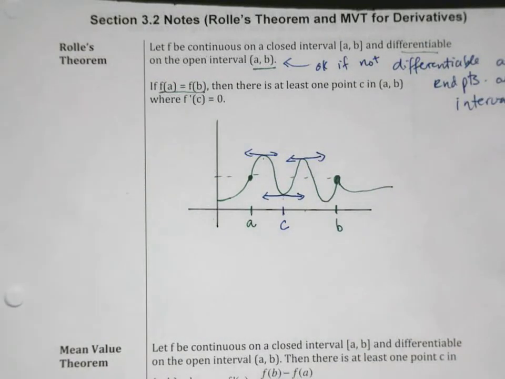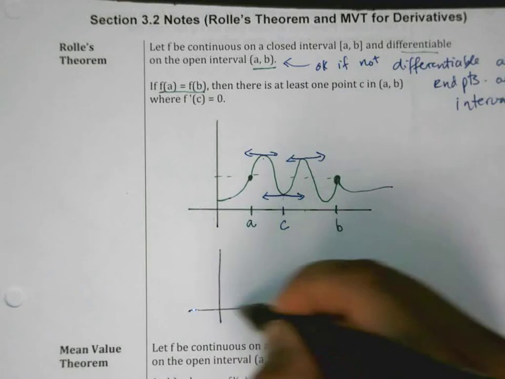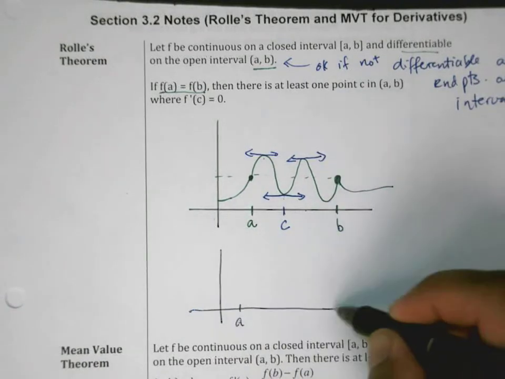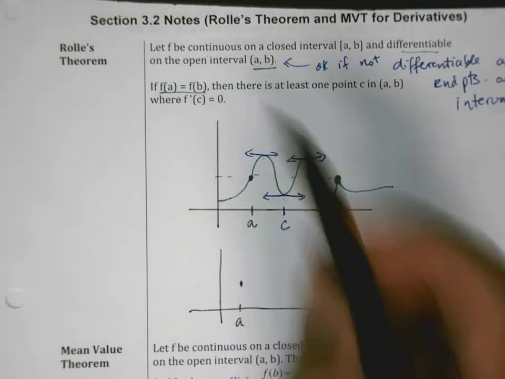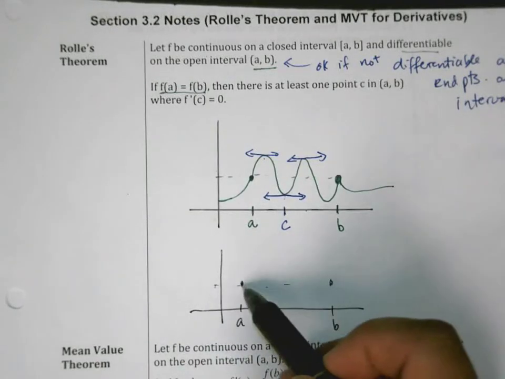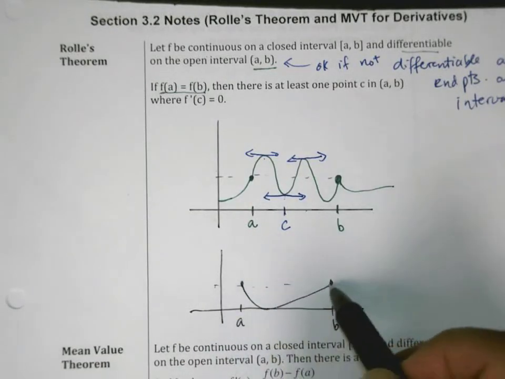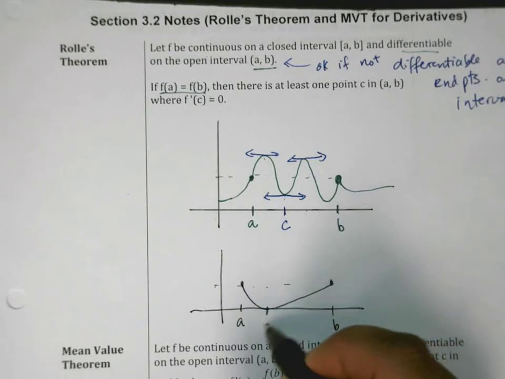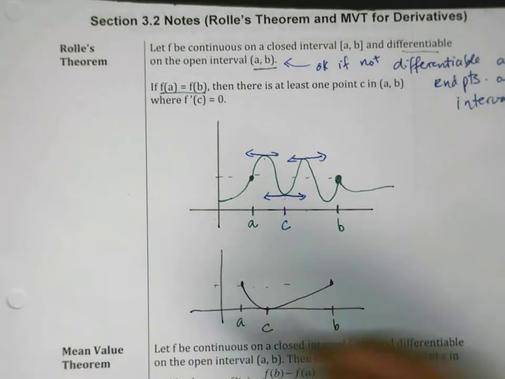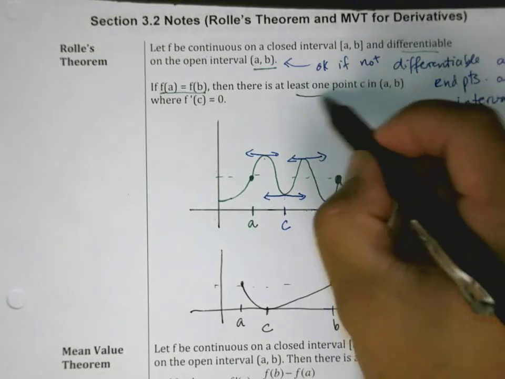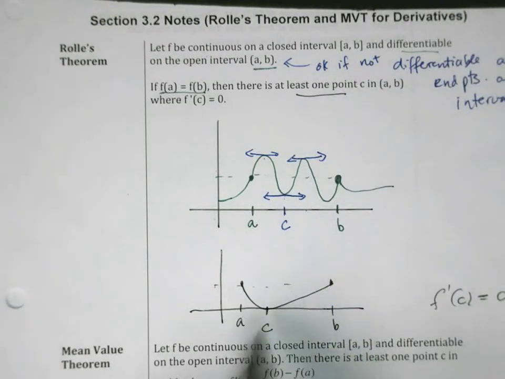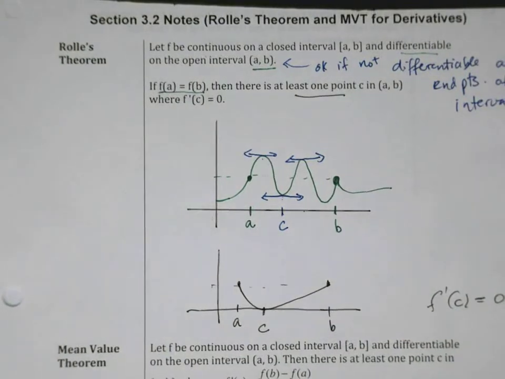So let's say we're very restrictive. Let's say this is a, this is b, and remember the rule is that f(a) must equal f(b). Then we can draw it this way, and that's still true. Here at c, f'(c) is equal to 0. So there has to be at least one point such that the tangent at that point has a slope of 0. That's about all there is for Rolle's theorem.